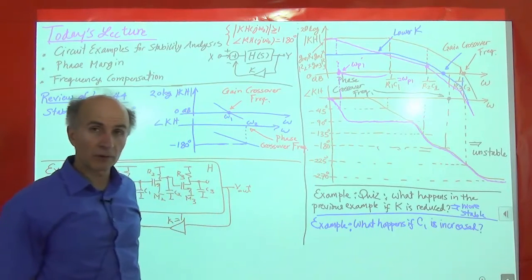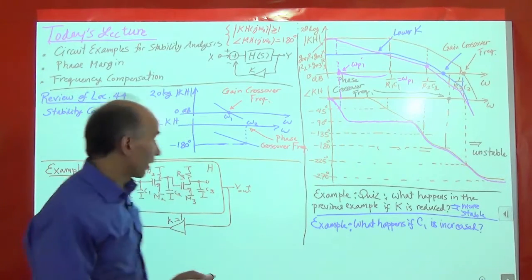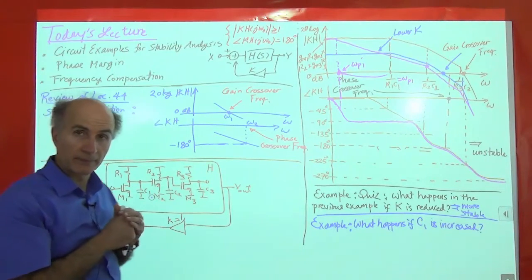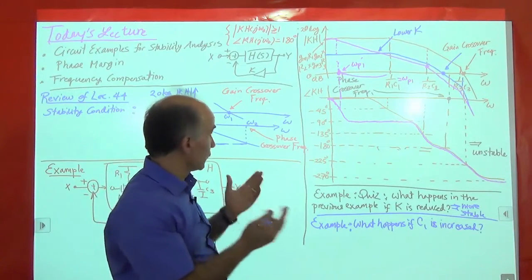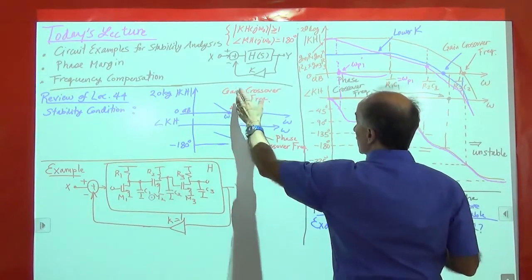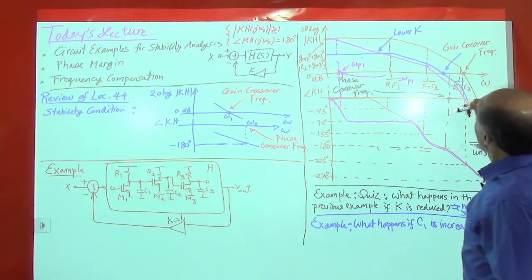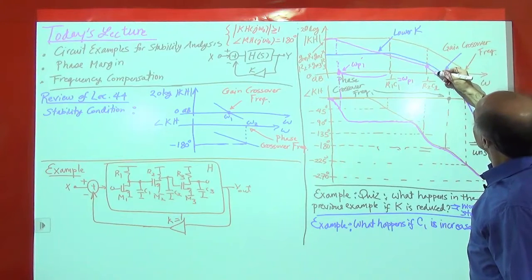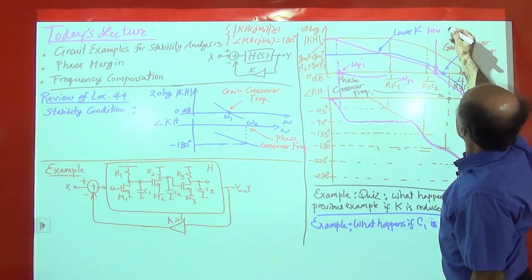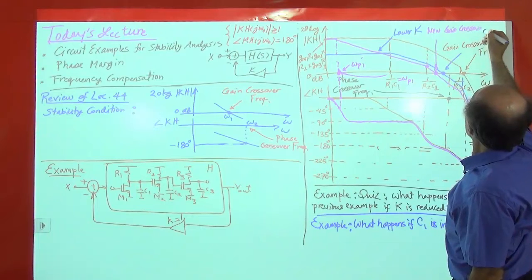Okay, so far so good. All right, so what happens to the stability of this overall system now that I have increased this capacitor? Again, we go back to this condition and see. Where is the new gain crossover frequency? The new gain crossover frequency is here, right? So that's the new gain crossover frequency.